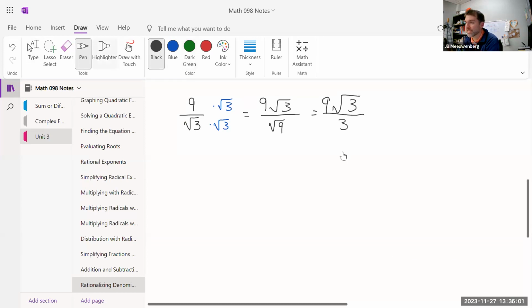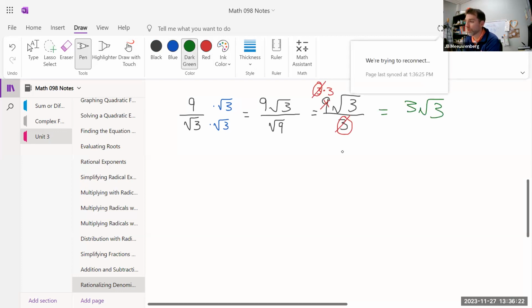But we always look to see, can we simplify things? And what hopefully you'll notice is that this number on the outside is equal to 3 times 3. And then, as we've seen in other lessons, we have a common factor on top and on bottom that can be canceled. So all we are left with is 3 radical 3. And there's nothing on the bottom. This is all that we have left.